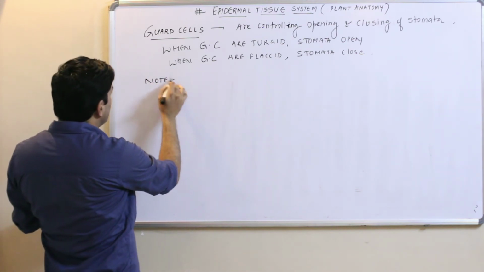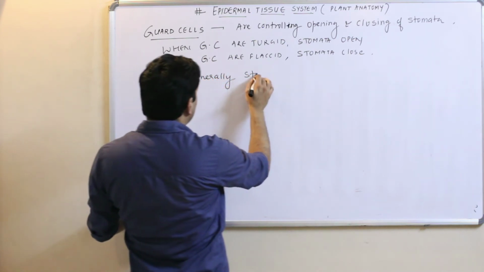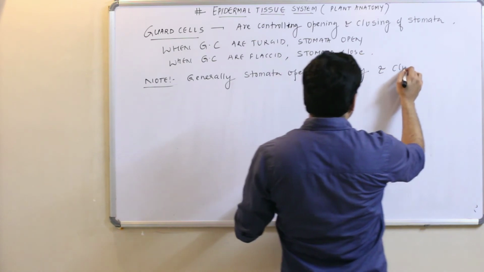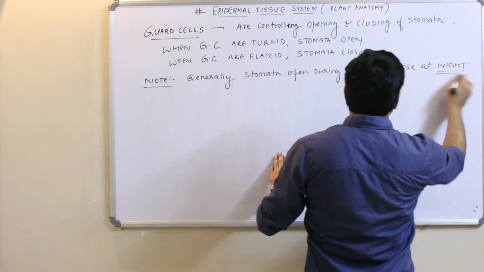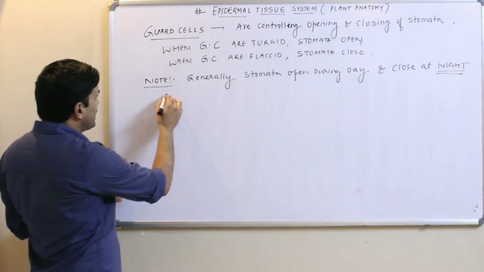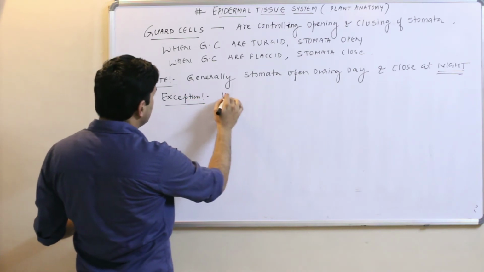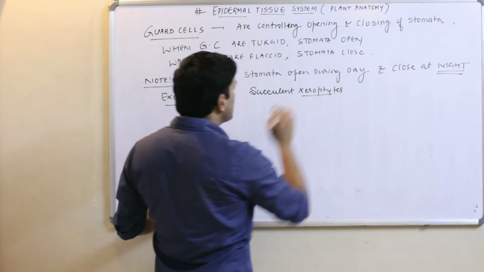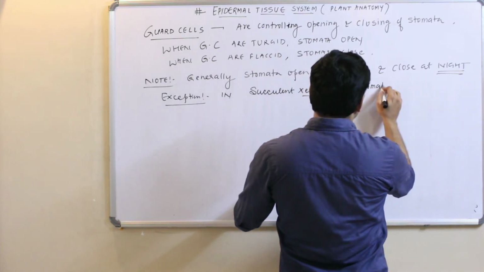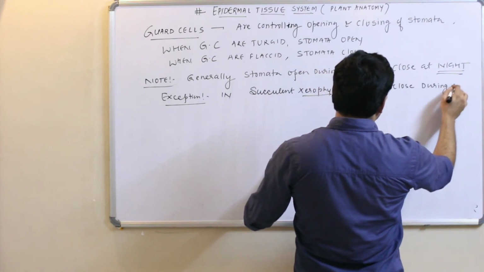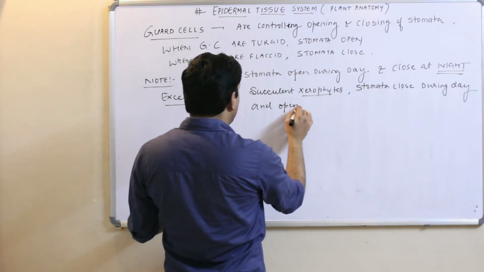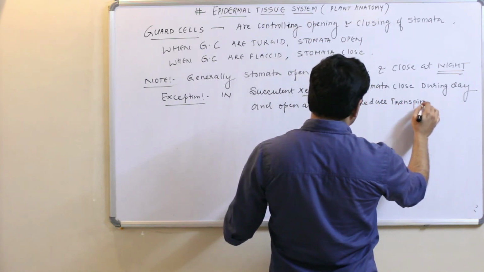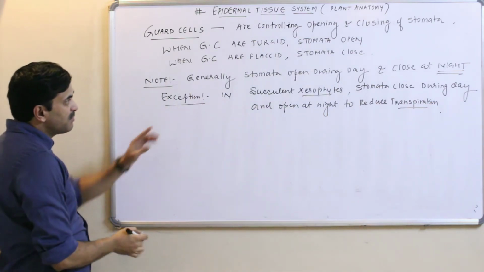Remember one note, that generally stomata open during day and close at night. Generally stomata open during day and close at night. Exception: in succulent xerophytes, means plants which are found in deserts, stomata close during day and open at night to reduce transpiration. Alright, so remember this thing.